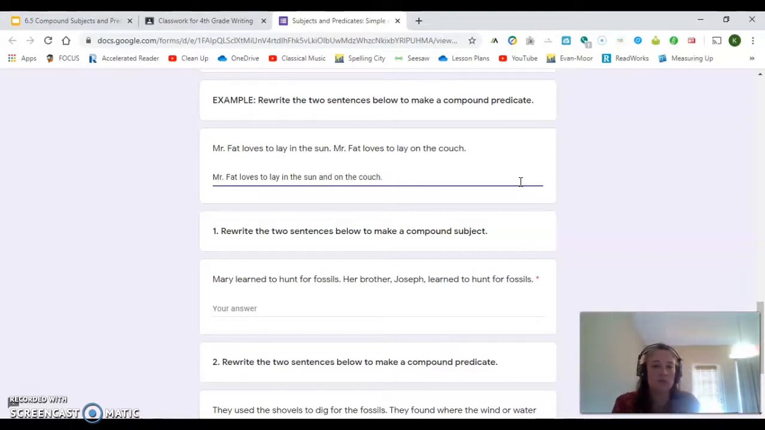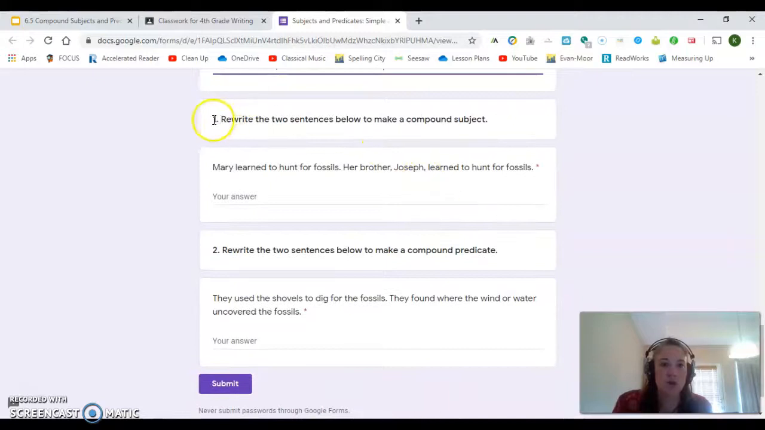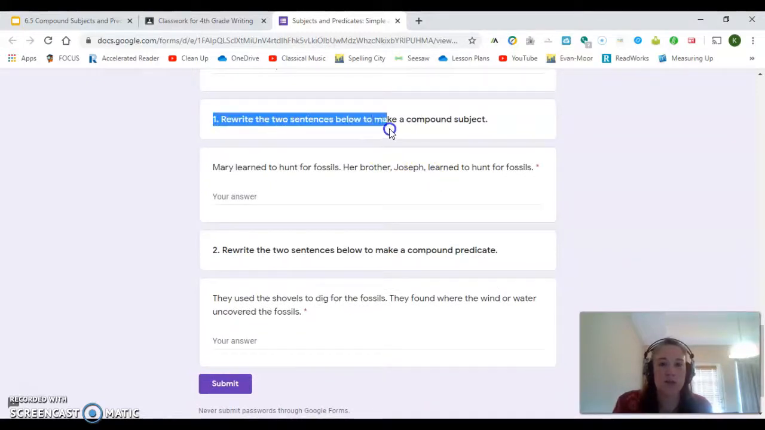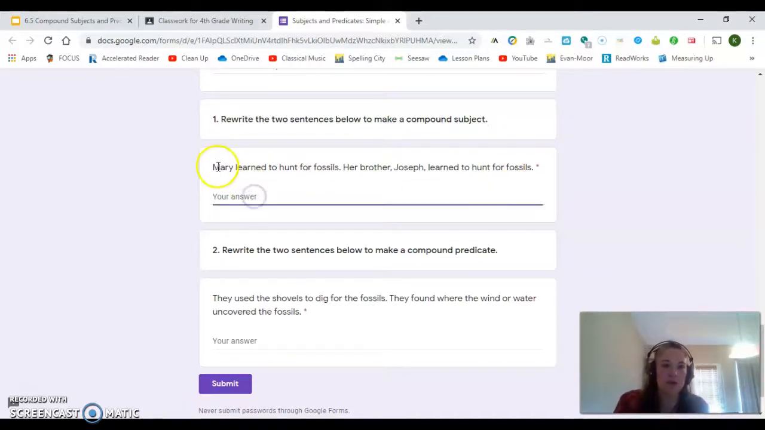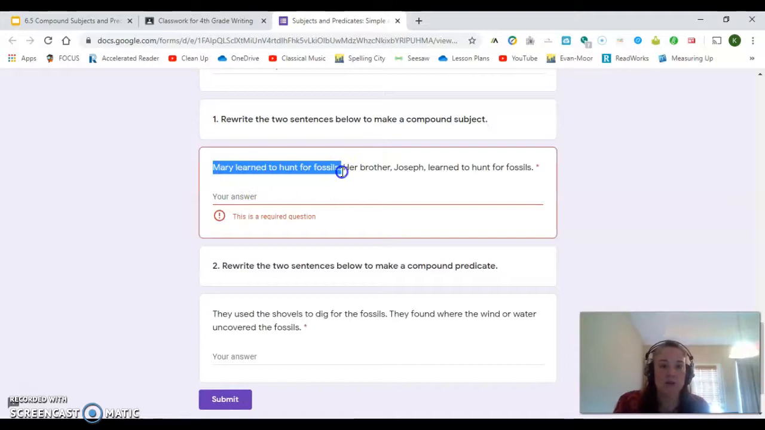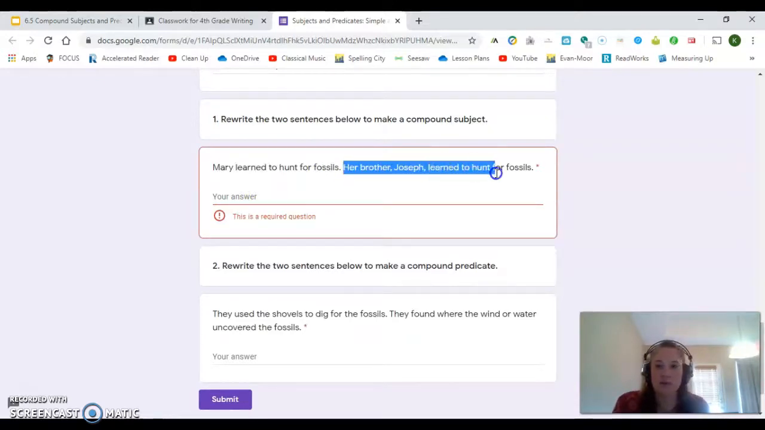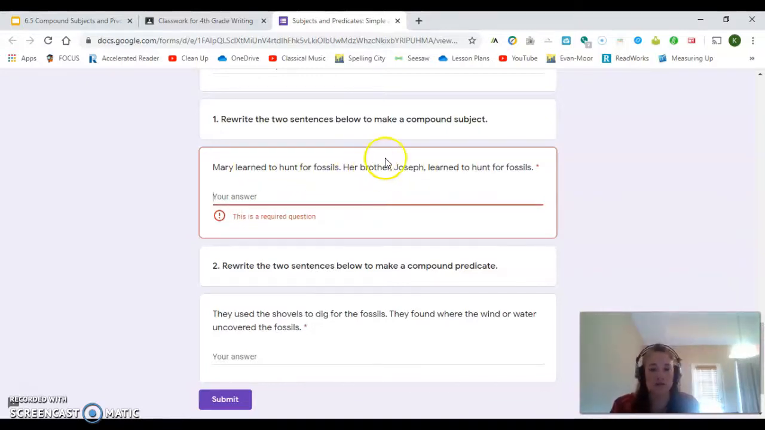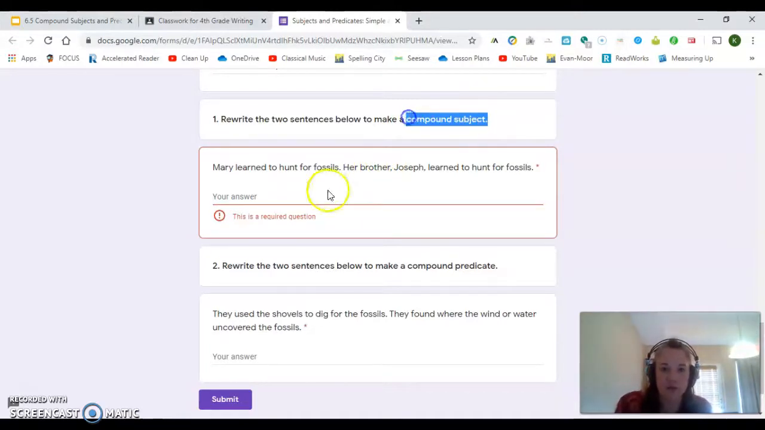Okay, it's still 2 things that he does. All right, so that's my example. Let's go ahead down here. It says rewrite the 2 sentences below to make a compound subject. All right, so now you're looking at the subject, okay? It says Mary learned to hunt for fossils. Her brother Joseph learned to hunt for fossils. Okay, so you're going to combine these 2 sentences, make them one sentence, but you need a compound subject. So 2 people that sentence is going to be about, and insert a conjunction.